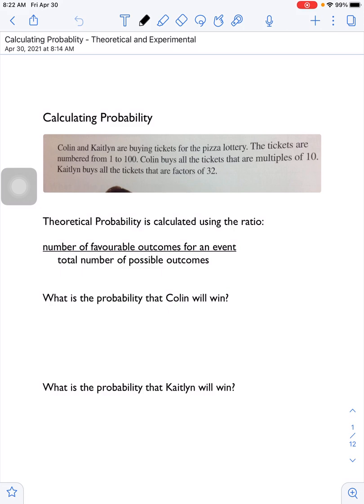So, first question here. Colin and Caitlin are buying tickets for the pizza lottery. The tickets are numbered from 1 to 100. Colin buys all the tickets that are multiples of 10. Caitlin buys all the tickets that are factors of 32.